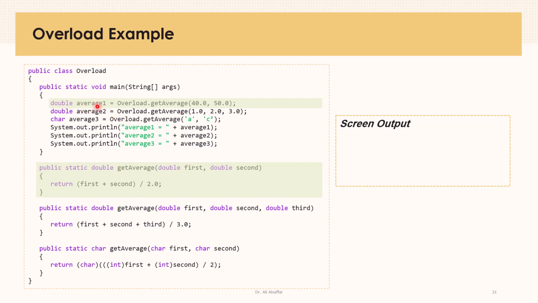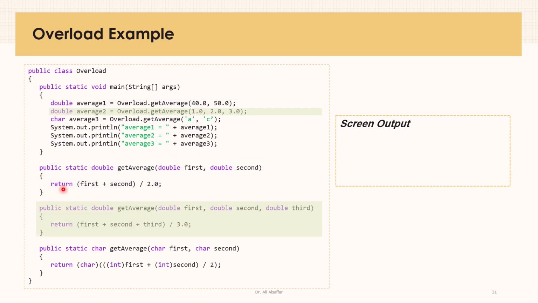Now, in the first line in the main method, we are calling the static method getAverage, but which getAverage will the compiler call? Since the parameters we have for the invoking method are two doubles, the compiler will search for a getAverage that has two doubles, and it will find one here. So it will supply 40 and 50 to the method, and the method will find the average and save it into average1.